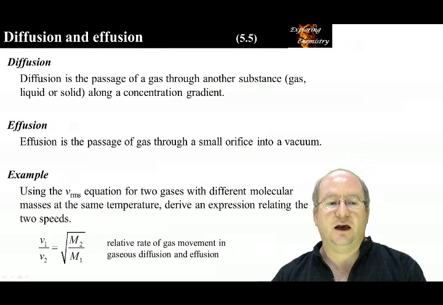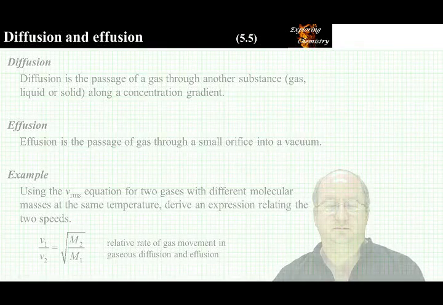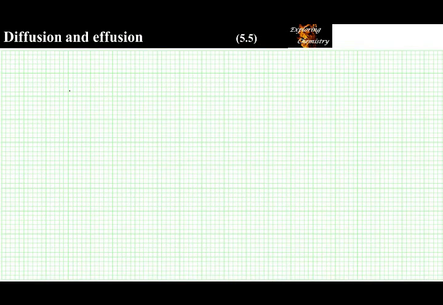Now we are going to calculate the relationship between the velocities and masses of two gases. So the RMS velocity is given by 3RT over m, all square rooted.